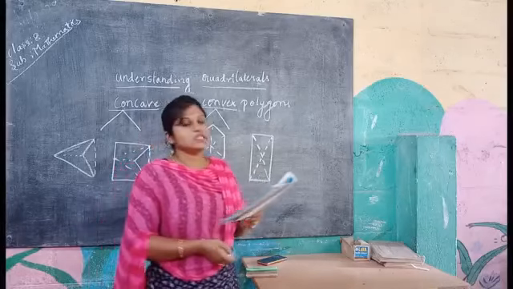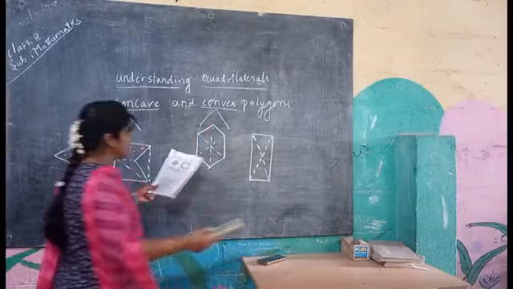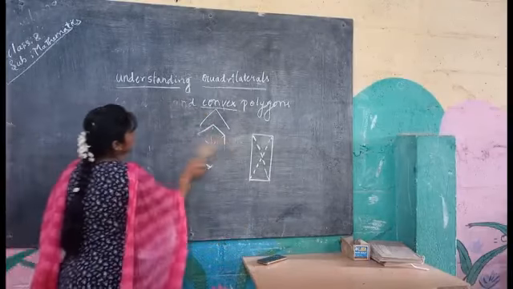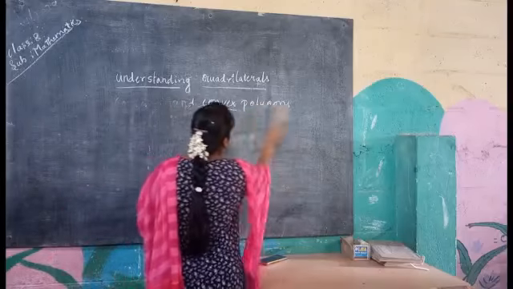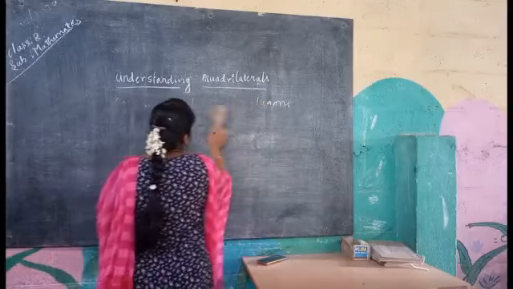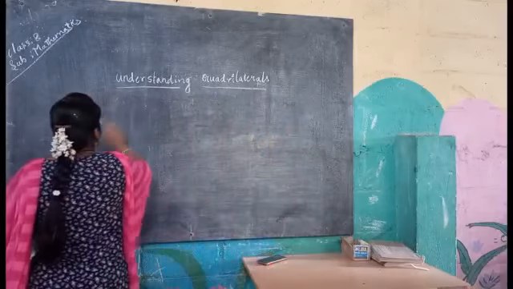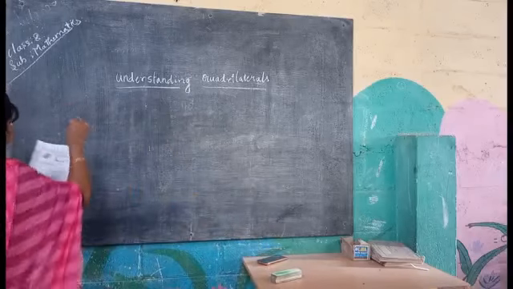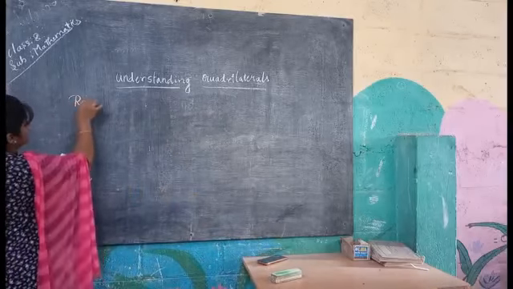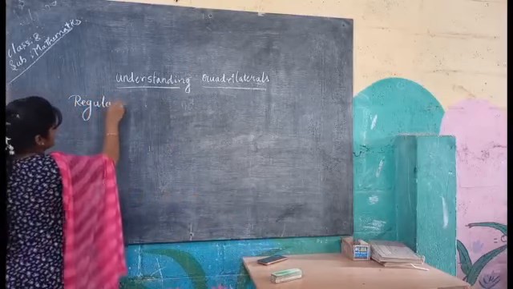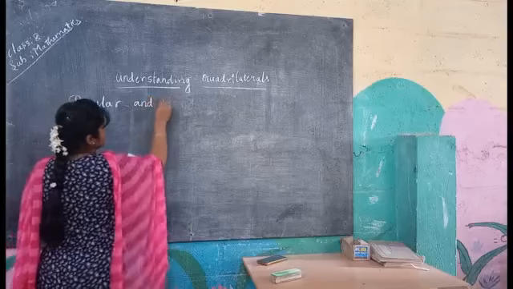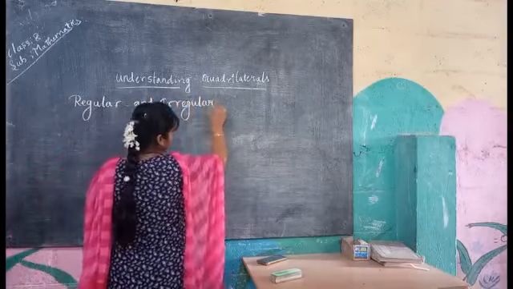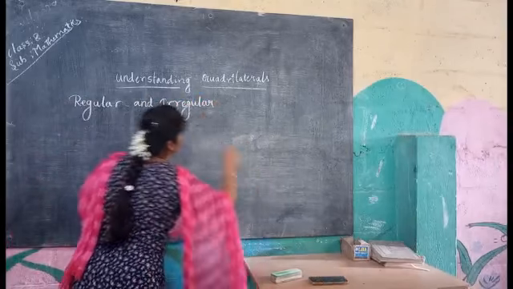Now we'll move on to the next topic, that is regular and irregular polygons. Regular and irregular. The name only shows that regular means in the normal form. Irregular means it will be in a difficult form, like it has some complications. Regular and irregular polygons.